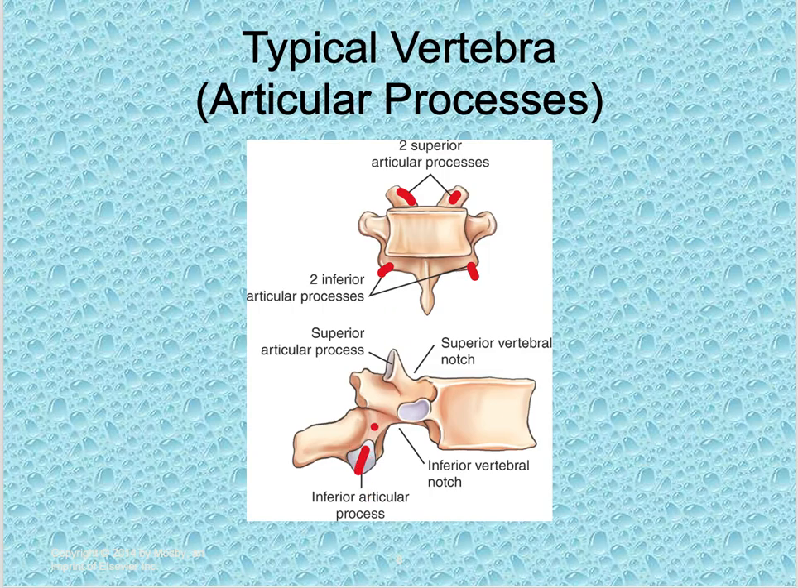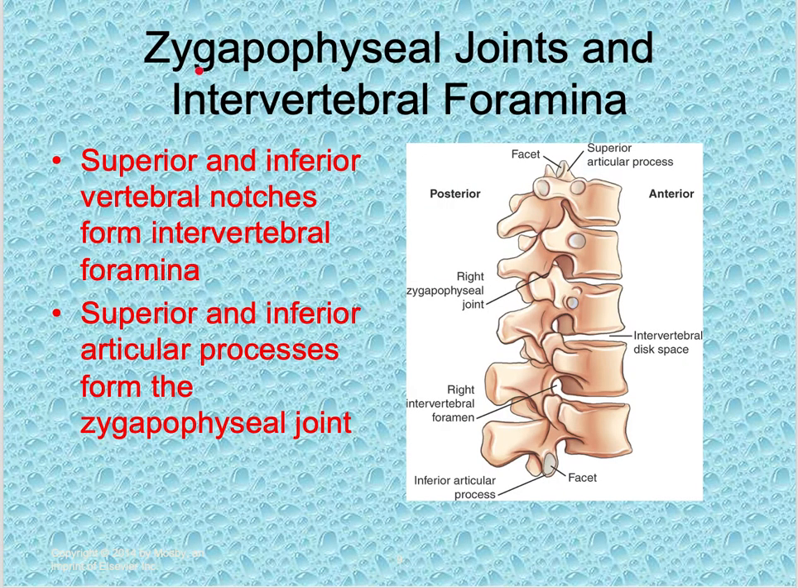When they join together, the superior and inferior, they create what is called a zygapophyseal joint, okay? So this transverse process right here is going to have a facet on it for a rib, okay? So zygapophyseal joints that I kind of just explained, we have the superior and inferior vertebral notches. So here's the superior vertebral notch, here's the inferior vertebral notch. Those create the intervertebral foramina.